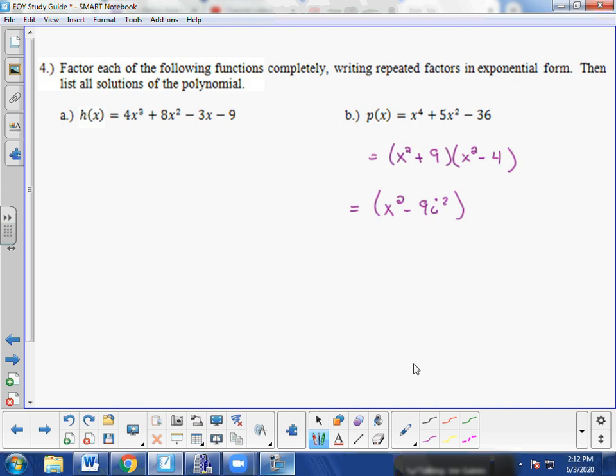Remember, i squared is just negative 1. So it's an equivalent way to write the expression. The reason I can do this is because now I can factor this into a difference of two squares. So this would be x plus 3i and x minus 3i. So if you were to do the distribution of x plus 3i and x minus 3i, that would give you x squared minus 9i squared.